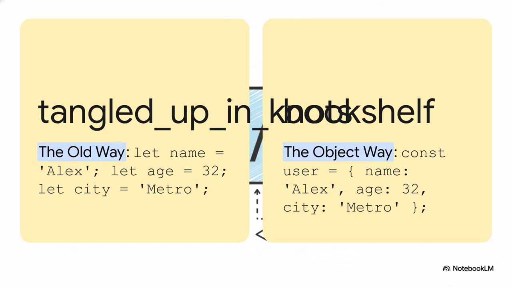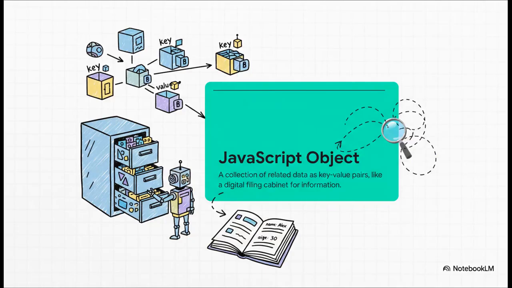So, take a look at this. On the left, you see the old way of doing things. You've got all this info about a user, name, age, city, but it's all scattered in separate variables. I mean, it works, sure, but imagine you have 10 or 100 pieces of data. It gets messy fast. It becomes a real tangled web to keep track of. And this is exactly where objects come in to save the day. They bring order to that chaos.